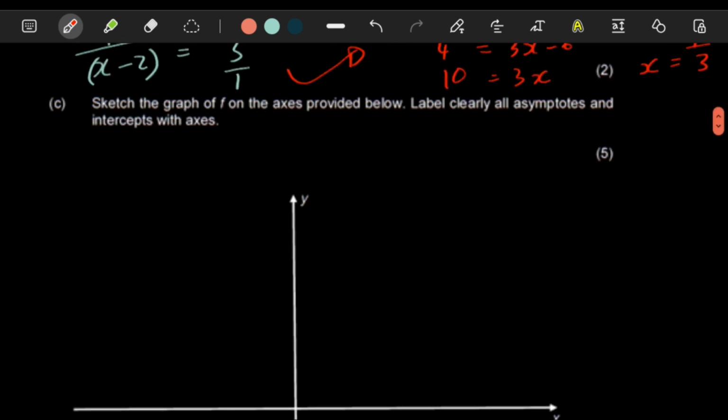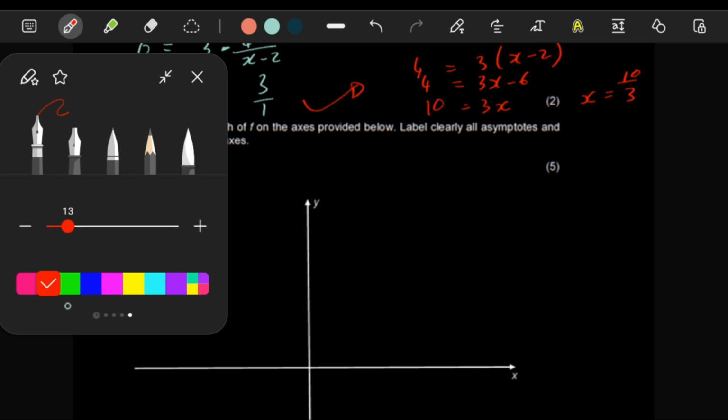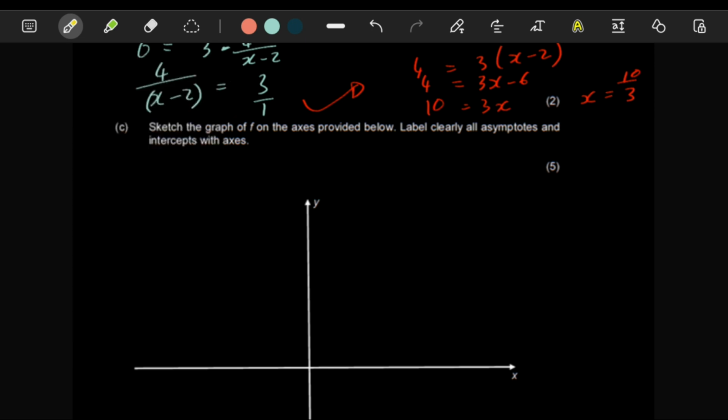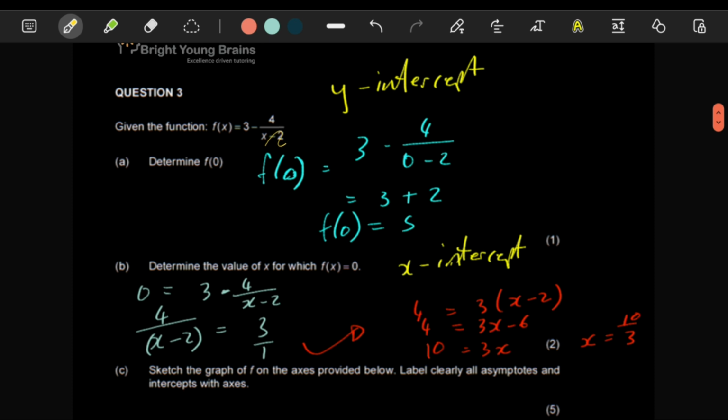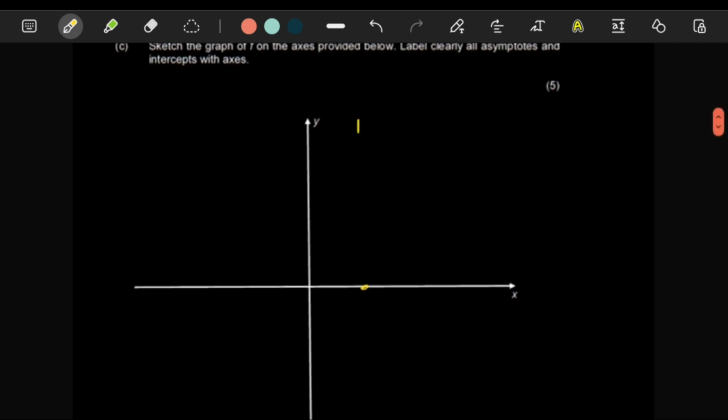Moving forward, they said we should sketch the graph of f on the axis provided, and label clearly all asymptotes and intercepts with the axis. This is a basic question if you have been going through the functions and graphs course and watching stuff on this channel, because clearly here your asymptote is where x is a positive 2. So it's like 1, 2, somewhere here, you're going to put your x asymptote.